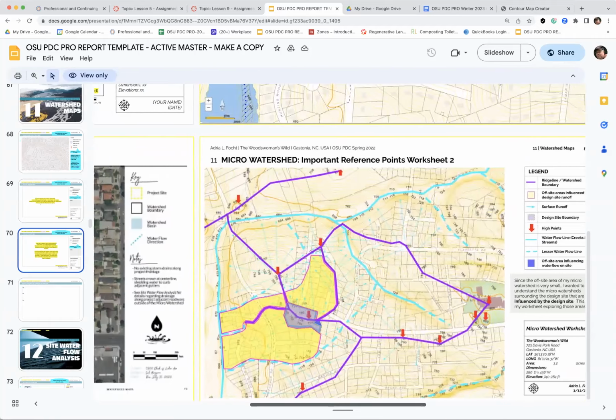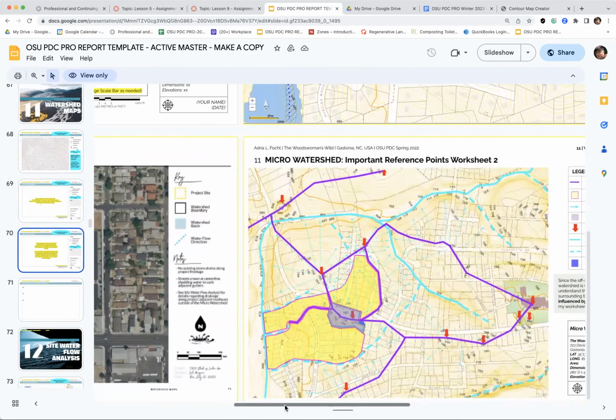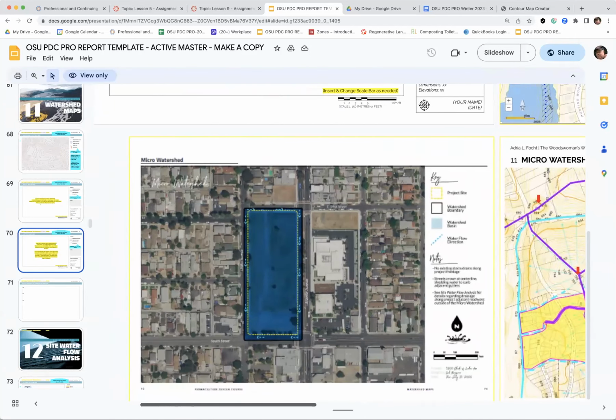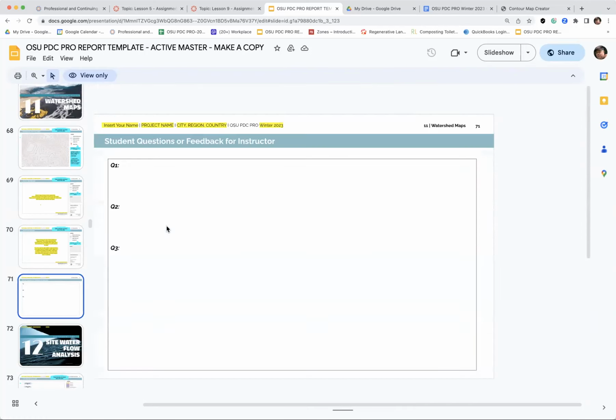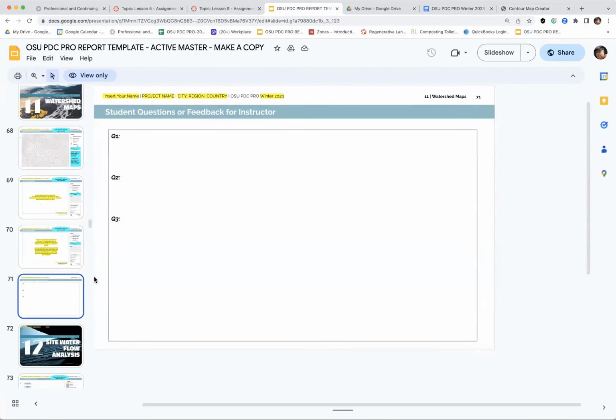So let's just take another look here. These aren't quite as self-explanatory. So we're going to go through a little exercise and create our own micro watershed map using Contour Creator, just in case you don't have contour data and you need to find it. Of course, we have a Q&A there.